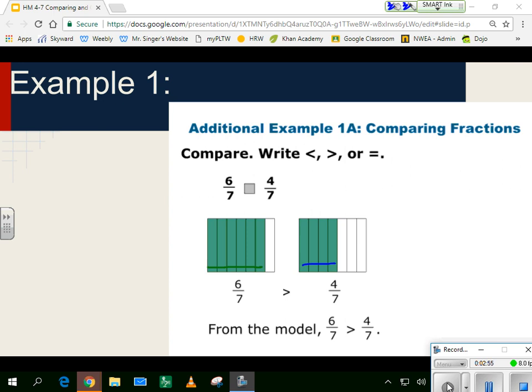But if we think about a number line too, we know that 6 is further to the right on a number line than 4 is. And if that's the case, that would mean it's greater. So I could draw a number line to show this as well, 6/7 being greater. All right, write this down if you think you need an example.